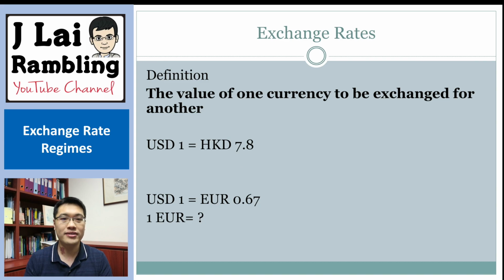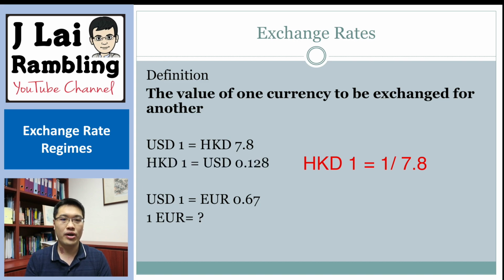So what's the equivalent value in terms of Hong Kong dollars? It's basically the reciprocal. So it's 1 over 7.8, which gives you 0.128 US dollars. 1 Hong Kong dollar is equal to 0.128 USD.